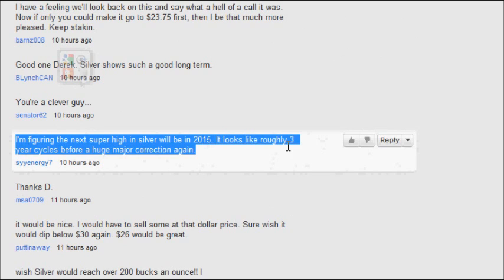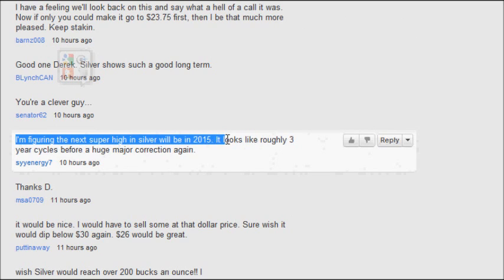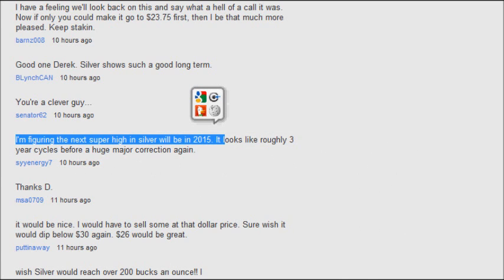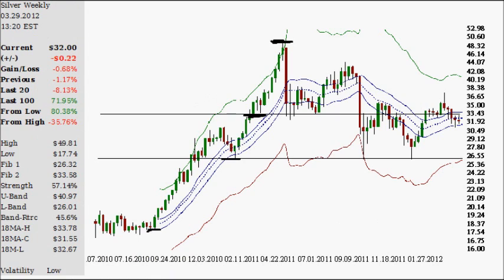As far as the cycles were concerned, I'm figuring the next super high in silver will be 2015. It looks like roughly 3-year cycles before a huge major correction again. That's why in this video I said a large ballpark range, and I was saying like 8 to like 60, 70, 80, and even at 8 I'm thinking, well, it could mathematically happen in 3, 4, 5. It's rare, but it's still possible.